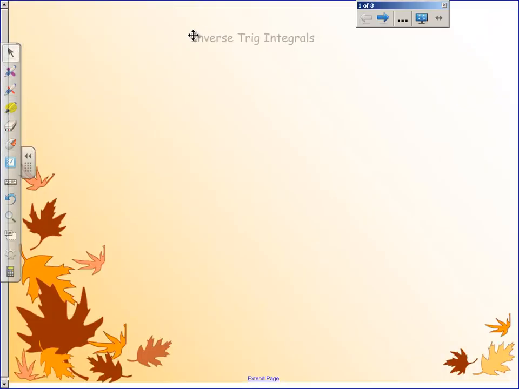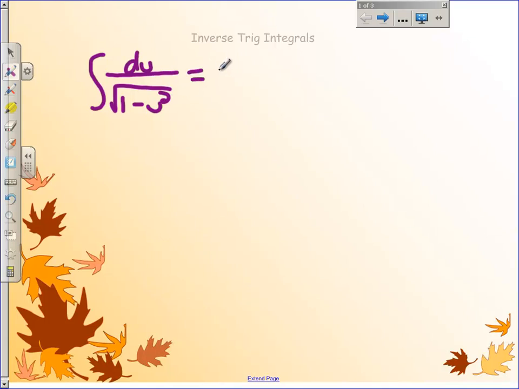Today we're going to look at some inverse trig integrals, and we learned some things yesterday that should make two of them really easy. So let's start with something that should be really easy, and that is if I have the integral of u prime, or du, over the square root of 1 minus u squared, then this should be arcsine of u plus c. That should be your answer because we learned that derivative yesterday.